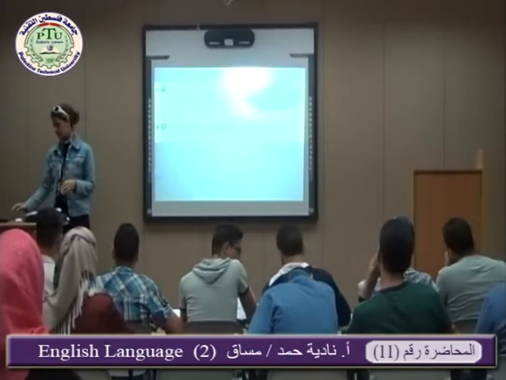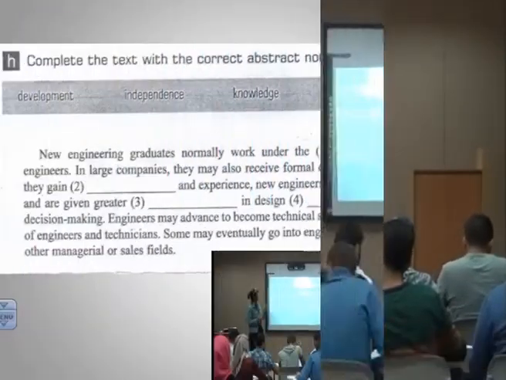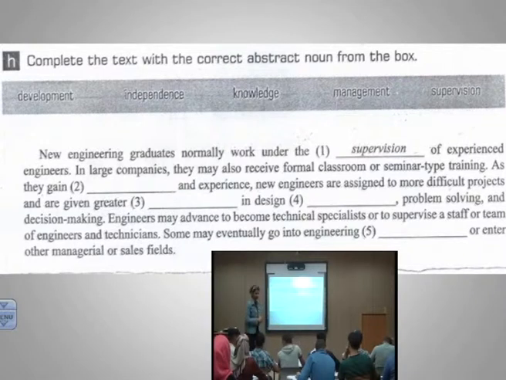Then I suppose we've gone through the other exercise, and we've done exercise H, which says complete the text with the correct abstract noun from the box. We did it. And you must know the word development, independence, knowledge, management, and supervision. Those 5 words are so important for you because they are going to be included in your second exam, okay?